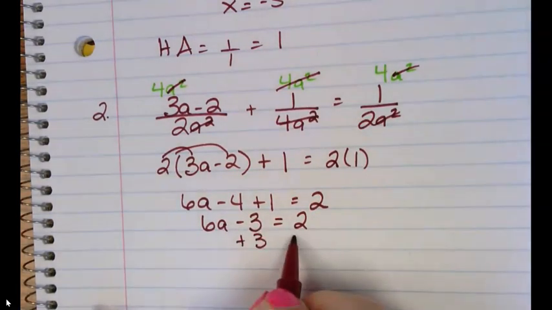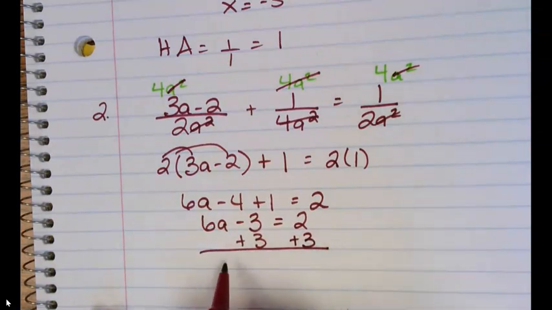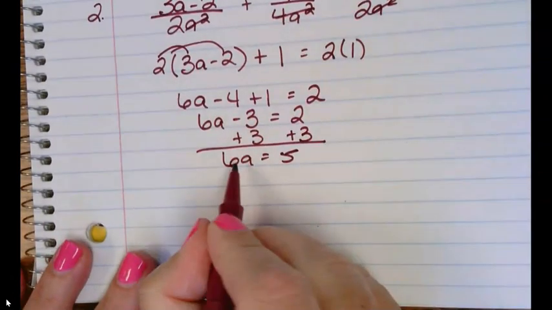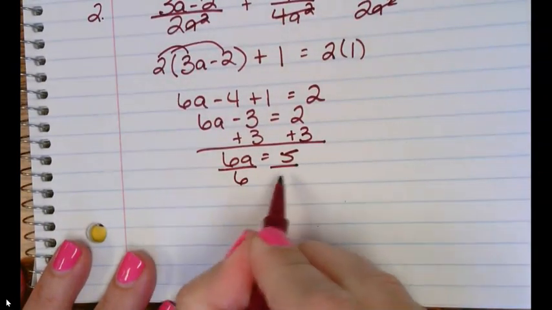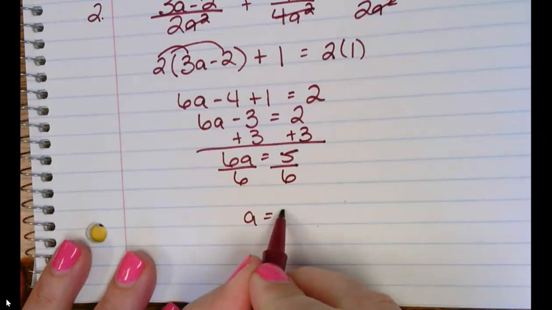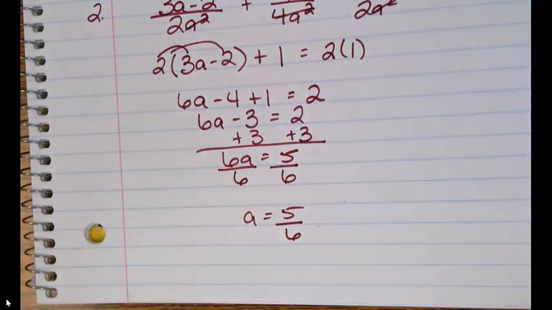Add 3 to both sides. 6a equals 5. Divide by 6. So a equals 5 over 6. Okay. And then number 2b.